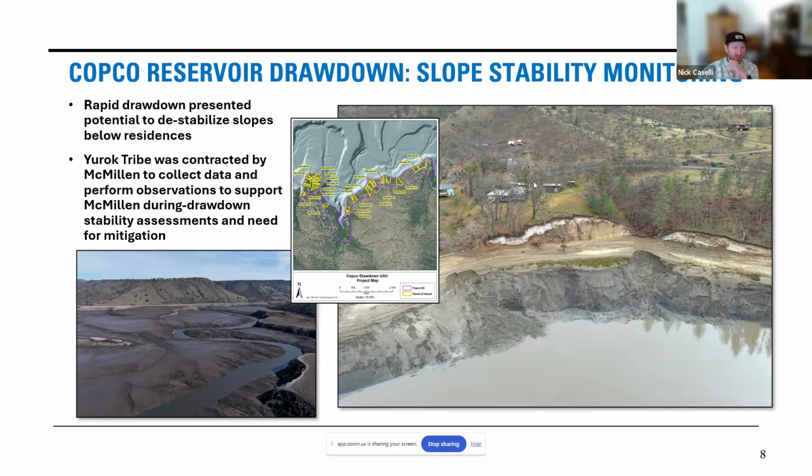The other potential concern is, in the photo here, you've got these sediments which were deposited within Copco Lake. Some of this progressive erosion, slumping, and head cutting could work its way into the existing properties and destabilize them. So we were brought in by Macmillan to assist them with monitoring and analysis during drawdown of risk to these residents. And I'll get into how that went.